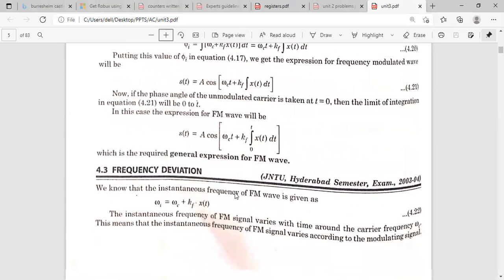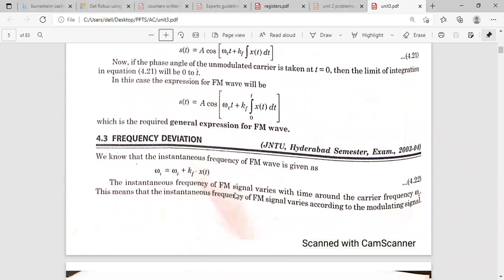Okay, and here we have a parameter that is called frequency deviation. So how can we define the frequency deviation? Here we know that in FM, the frequency of the carrier will be varied with respect to the amplitude of the message signal. So for example, if we have the highest amplitude, then you will get the lowest frequency term. If we have lowest amplitude, you will get the highest frequency term. So here the carrier frequency will be varied around the omega c, around the omega c.